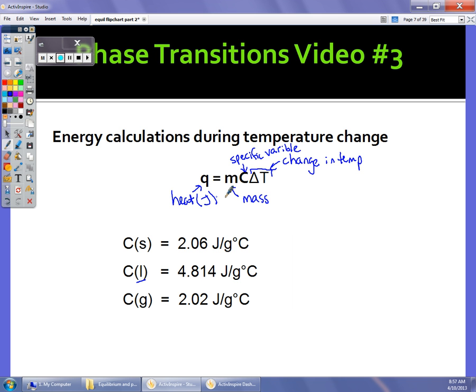Now, I specifically did not put down the units for the mass and the change in temperature. You're going to have to look at whatever your specific heat variable says, which is given. Since this one is given in grams and degrees Celsius, my mass up here should be in grams and degrees Celsius. But if it was in kilograms or Kelvin, you would use those units instead.